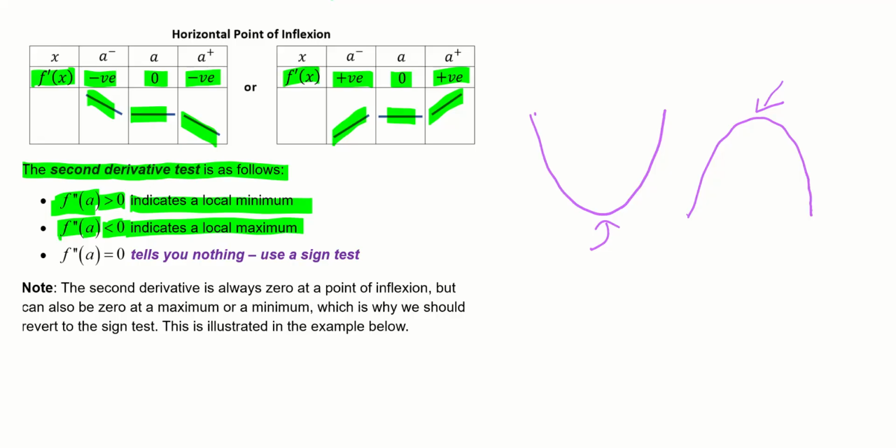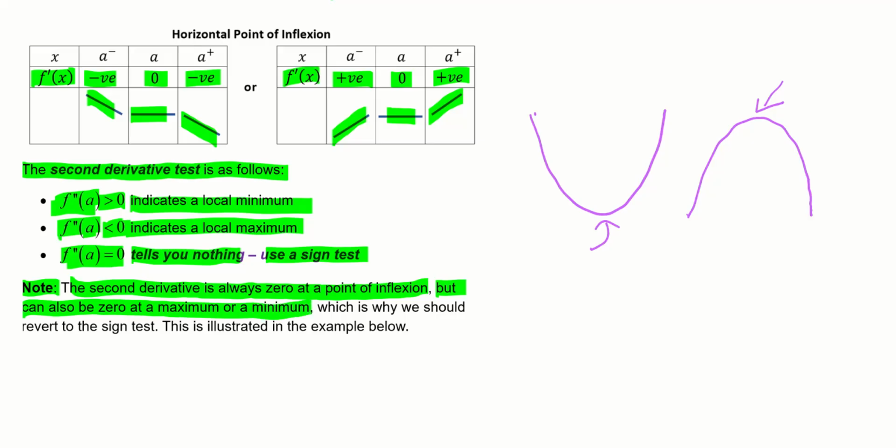It's important to note, though, that f double dash a equals 0 tells you nothing, so when you get that situation, revert to a sign test. Note, the second derivative is always 0 at a point of inflection, but can also be 0 at a maximum or a minimum, which is why we should revert to the sign test. This is illustrated in the example below.